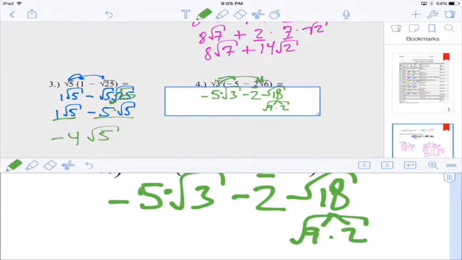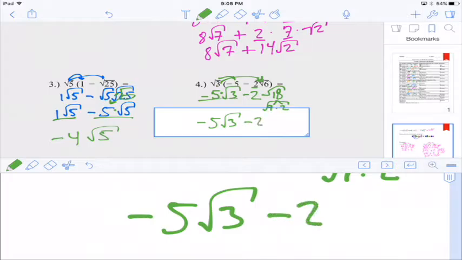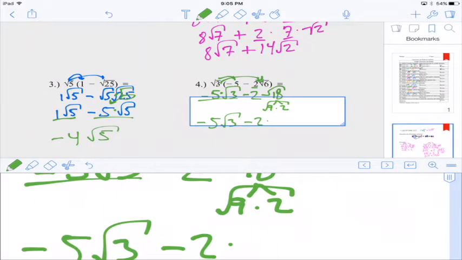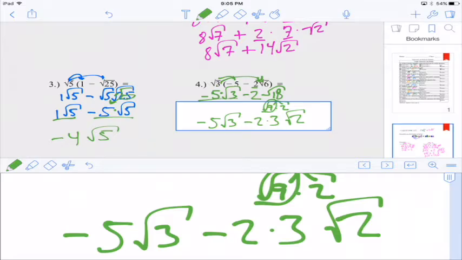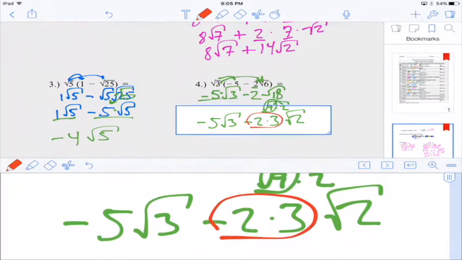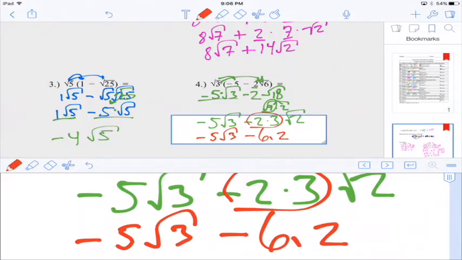When I simplify, I'm going to rewrite all my other stuff. Negative 5 square roots of 3 minus 2 times, well, square root of 9 is 3 square roots of 2. 2 times 3 is 6, so I get negative 5 square roots of 3 minus 6 square roots of 2.